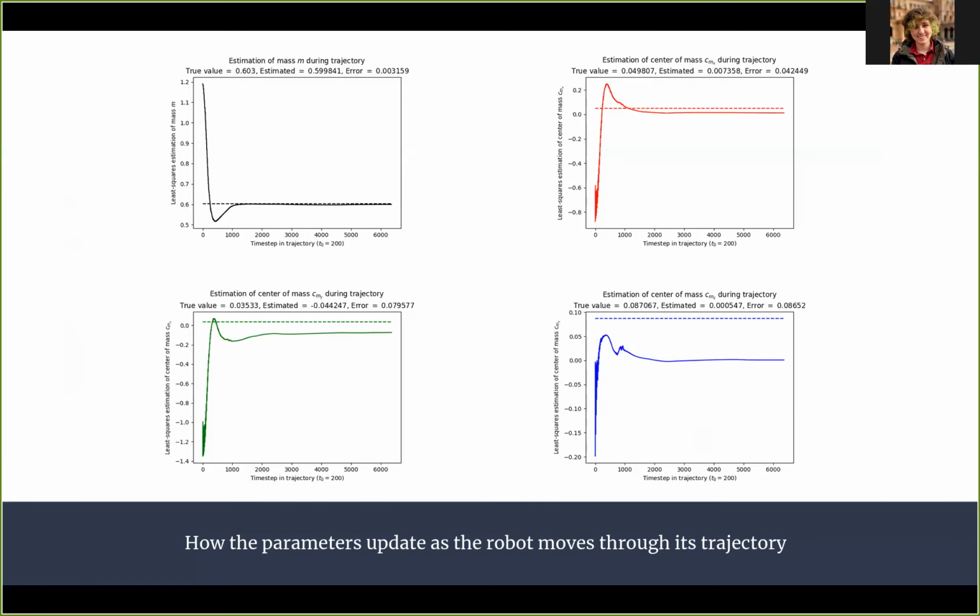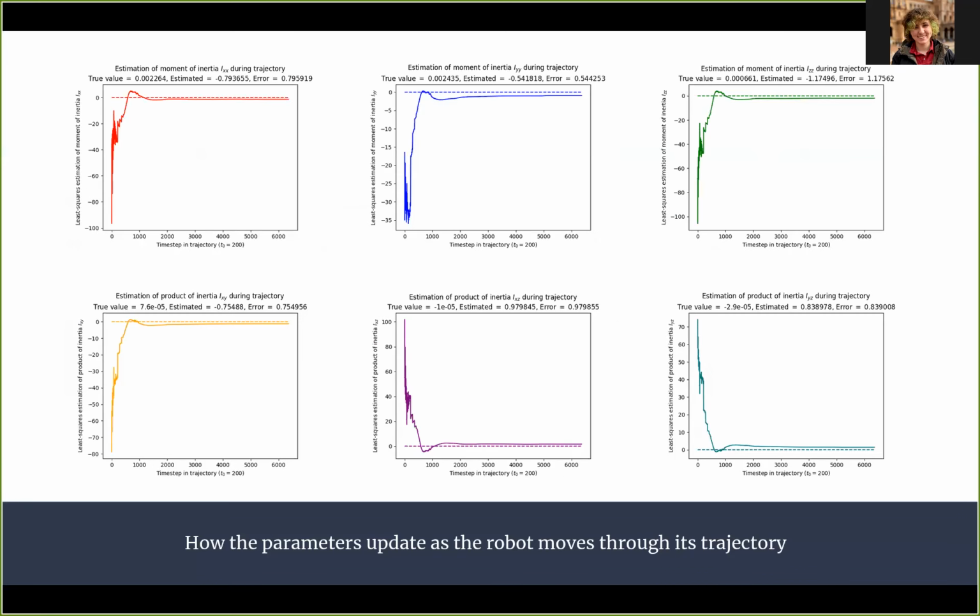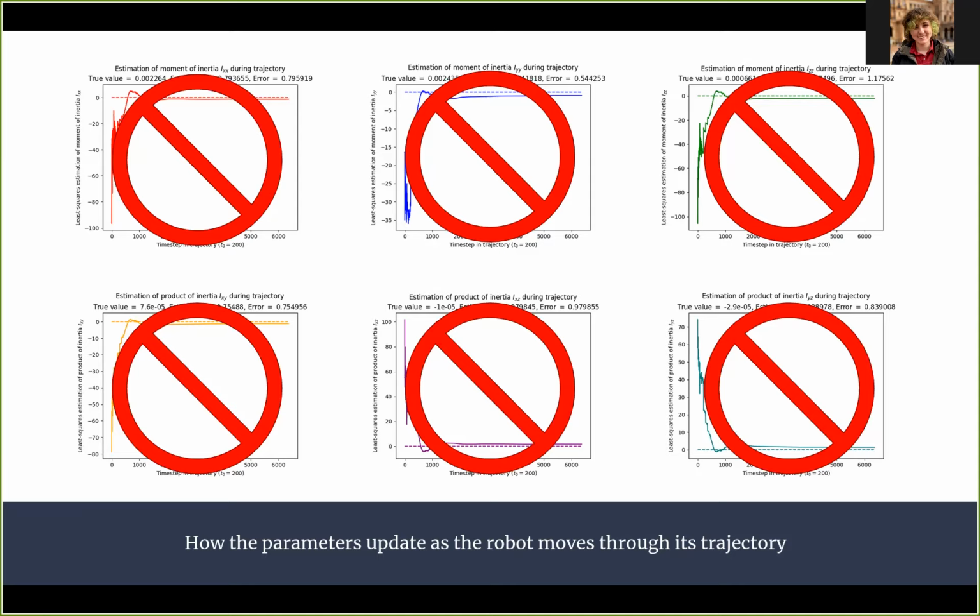Here are the results of the mass and center of mass estimations as the robot's trajectory is simulated. With a closer look, you'll notice the results are mostly terrible. Let's look at the results of the inertial parameters, which require high precision. Again, they are not good.